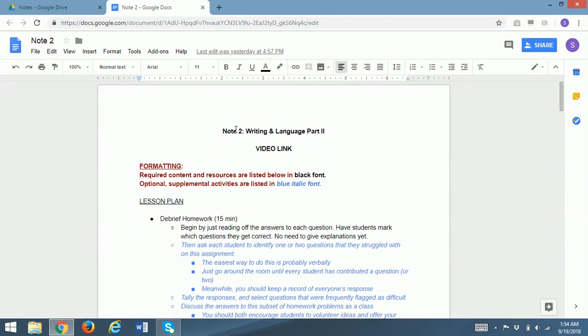So here we are with note number 2. This week's lesson is part 2 of writing and language. So we're going to continue with more of the grammar from last week. A lot more.